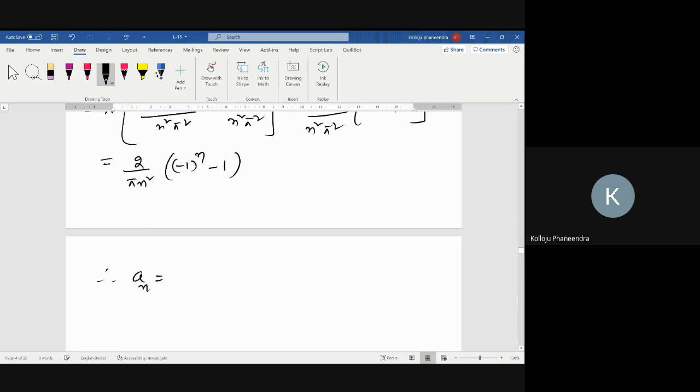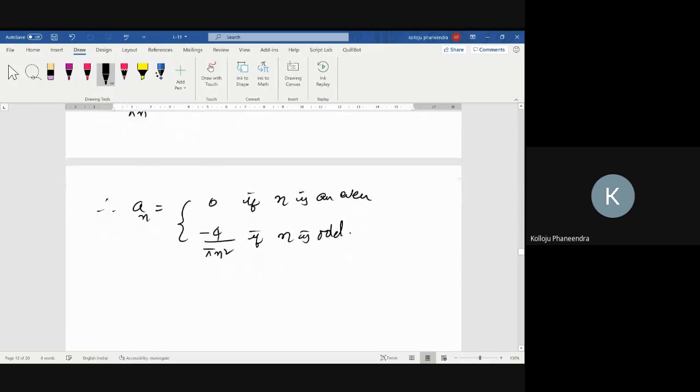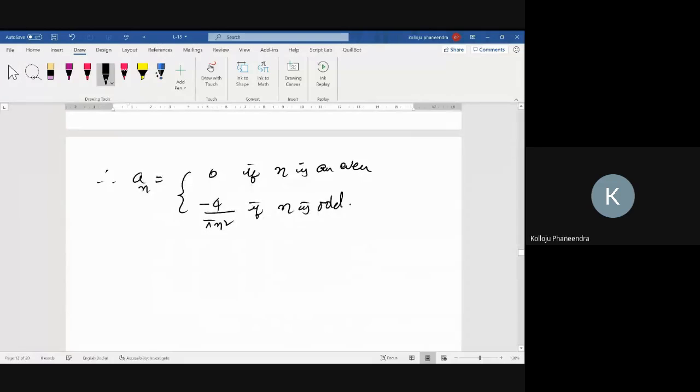Therefore, an equal to, what is the first one? 0 if n is even. N is even, right? When n is odd, minus 4 by pi n square, minus 1 minus 1 is minus 2, if n is odd. If n is odd, this is over, okay? And it is defined for all n. There is no n equal to 0 included in an. It starts with 1, okay?